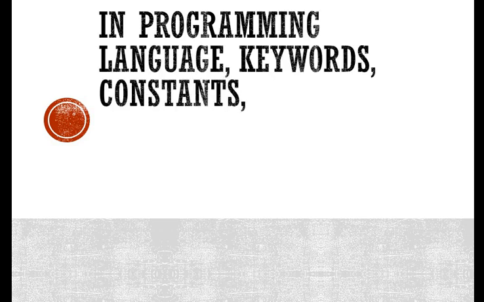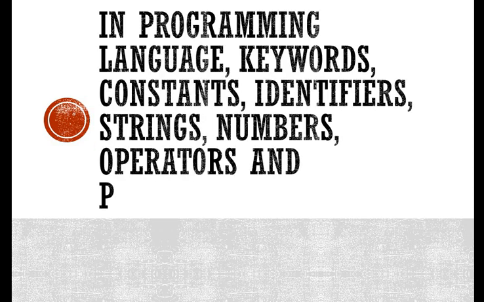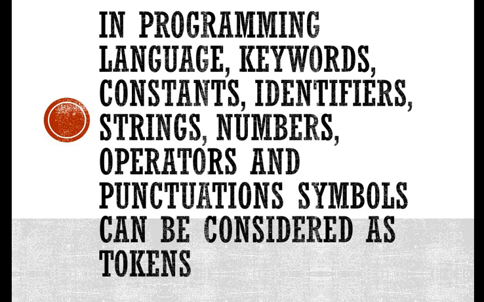So in programming language, keywords, constants, identifiers, strings, numbers, operators, and punctuation symbols can be considered as token. Like if some keyword is used and you are going to make a token, तो वो keyword का आप एक token बनाएंगे, variable use हुआ है उसका token बनाएंगे. So everything is considered as token, and we make tokens out of them.